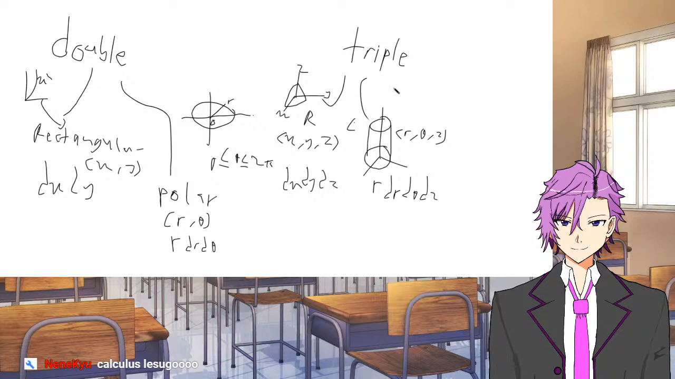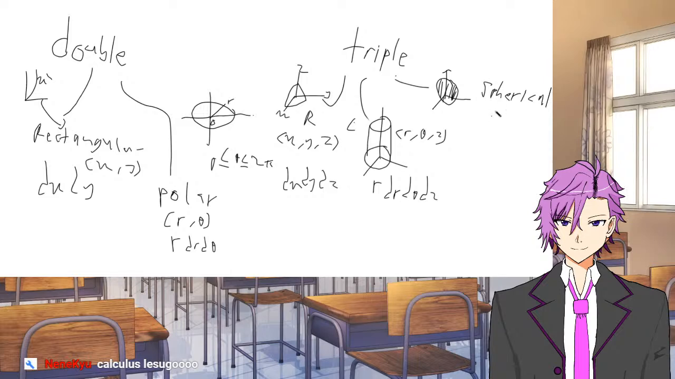But in triple integrals, there's actually another coordinate system. If we do this again, but this time it's a full circle. This is not a circle, since this is a 3D diagram. It is actually a sphere. So a sphere has its own coordinate system as well. We call this spherical.